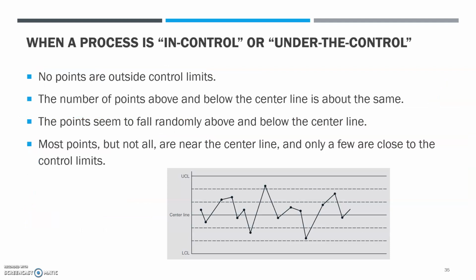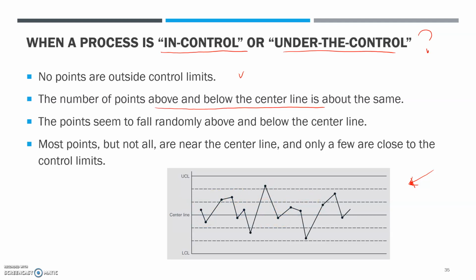When a process is in control, by looking at this run chart or control chart, the first thing is, of course, no point is outside of the control limits. Like this is stable and everything is within control. The number of points above and below the center line is about the same, meaning it is truly random. This up and down pattern has no traceable pattern you can see here. There is no seasonal thing here. It is just truly random, up and down.